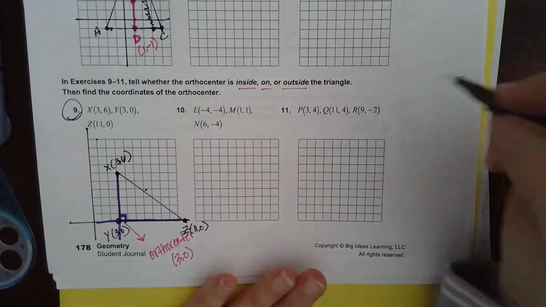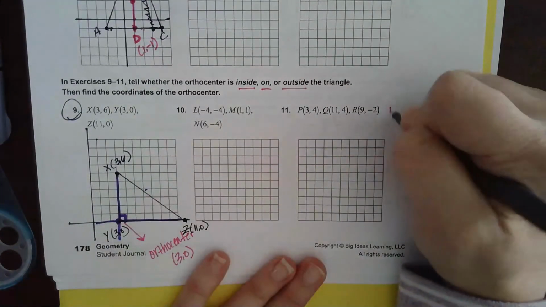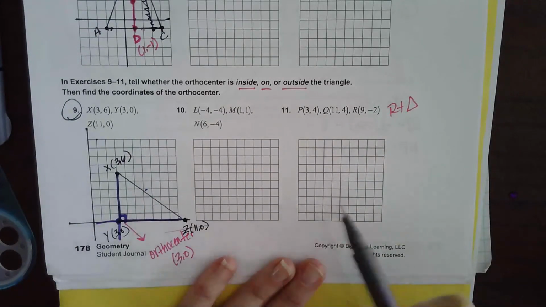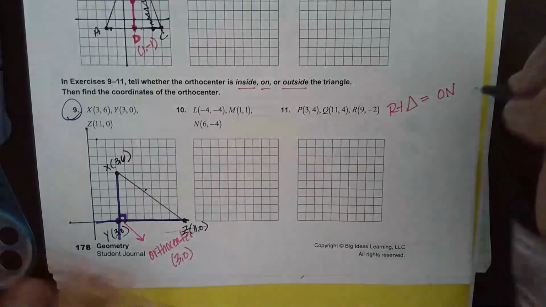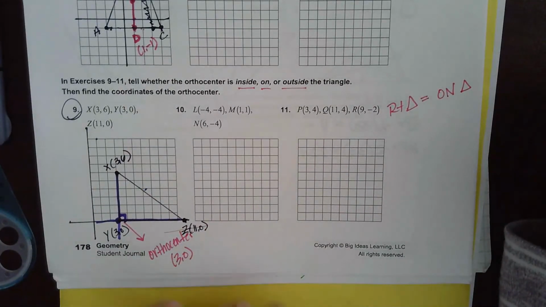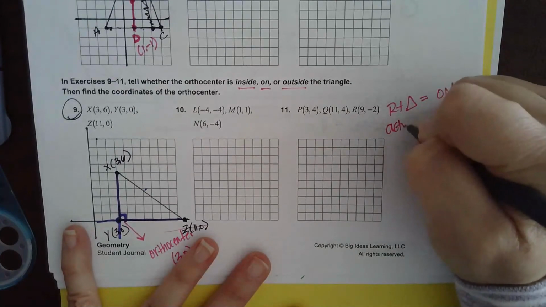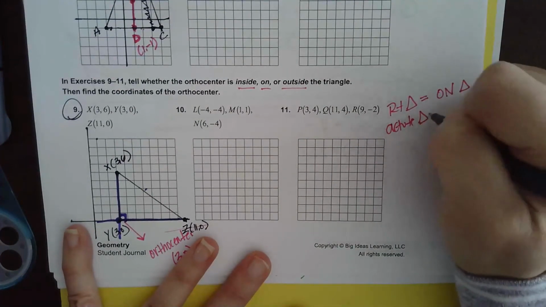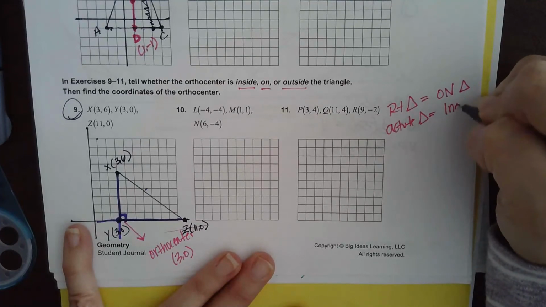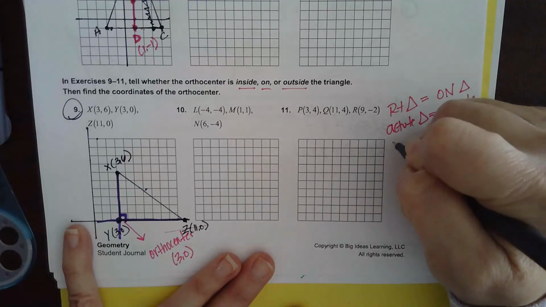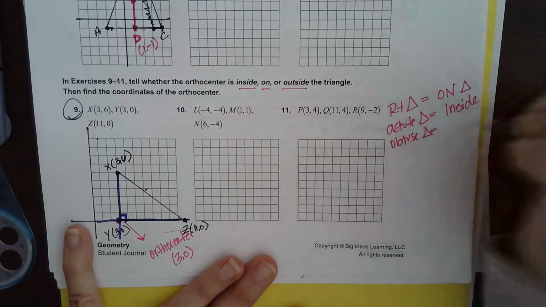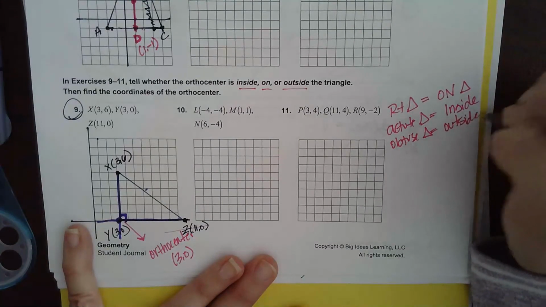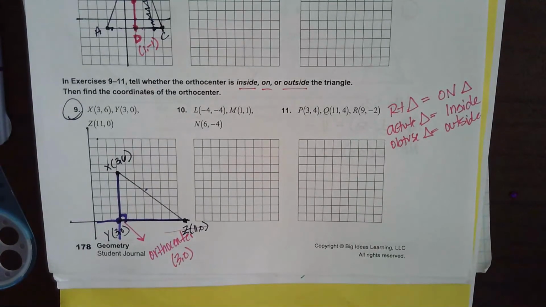All right, so inside, outside of the triangle, or on the triangle, here's what I want you to write down. If you have a right triangle, like the example we did here, the orthocenter is going to be on the triangle. So it's not going to be in the triangle or outside, it's going to be on the triangle. If you have an acute triangle, your orthocenter is going to be on the inside of your triangle. And if you have an obtuse triangle, you're going to have it on the outside of the triangle. So write that on the side there so that you remember that, because a couple of questions are going to come back to that.